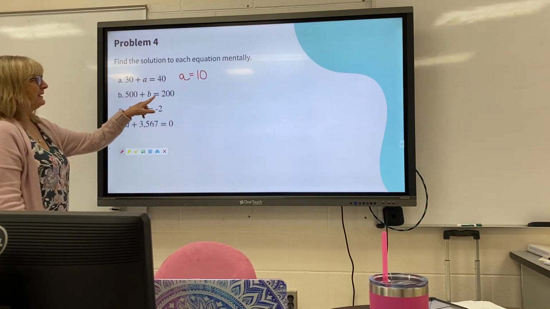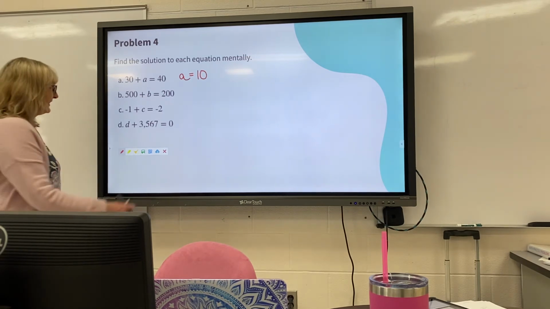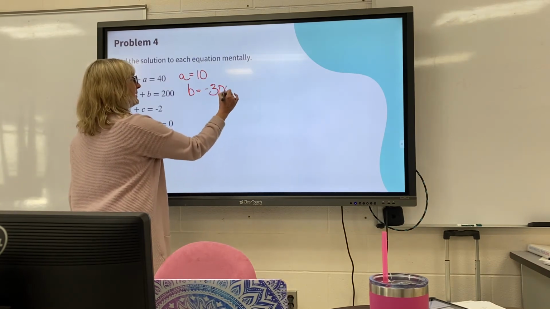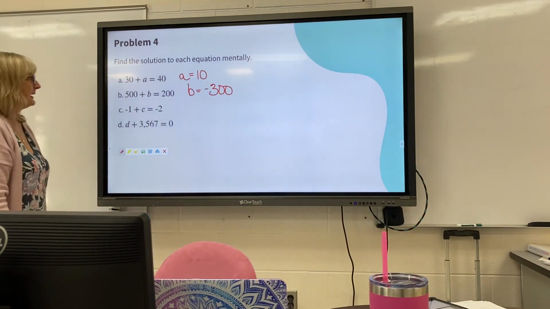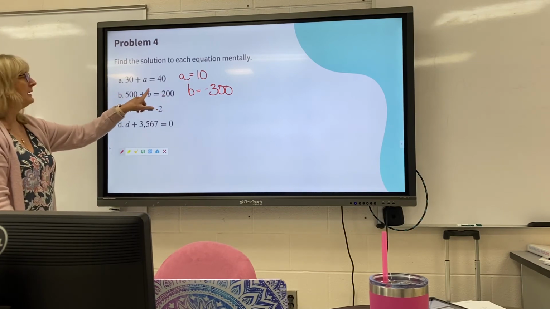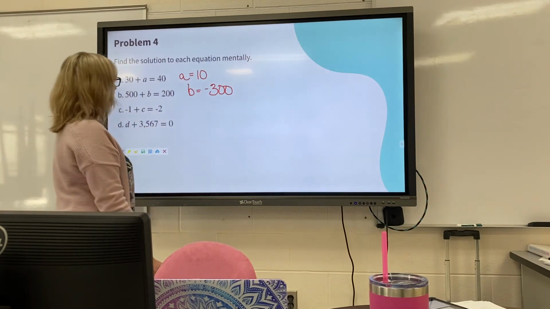500 plus B equals 200. Well, what am I? Negative 300. There you go. Good. We were thinking about that number line maybe. Thinking about negative numbers, because how can I make a big number go to a smaller number? I'm going to have to add a negative to it because I'm moving to the left on the number line.